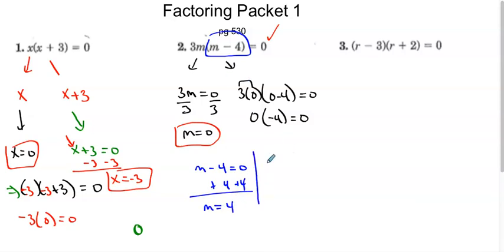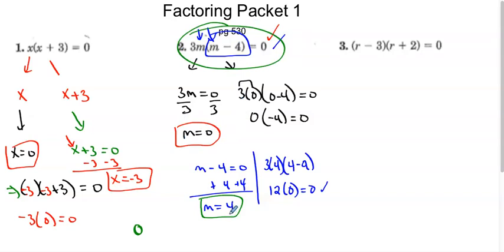So if m is equal to 4, then I have 3 times 4 in parentheses times the quantity of 4 minus 4. All I did was plug in 4 for both m's. 3 times 4 is 12. Inside my parentheses I have 4 minus 4, which is 0, and 12 times 0 is 0. So there are two ways that this product will equal 0. One option is when m equals 0, the entire thing will equal 0, and when m is equal to 4, again the entire product is equal to 0.